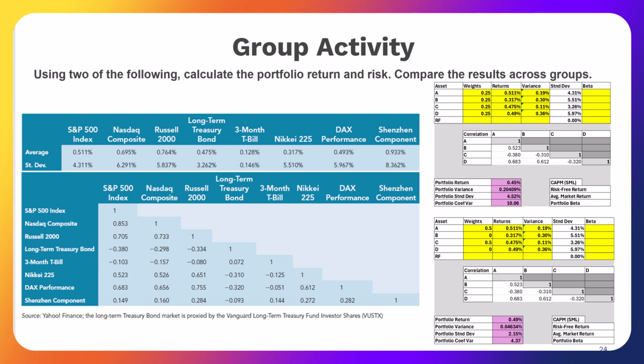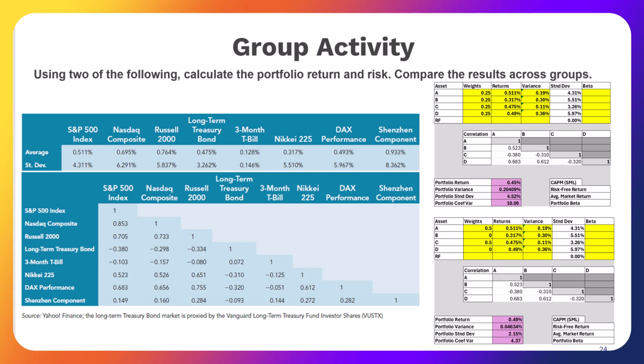So here we look at some asset classes, if you will. We're really looking at the stock market. So we have 6 different stock markets that we can review, and we also have 2 categories of debt: long-term treasury bonds and 3-month T-bills. So this group activity asks us to calculate the portfolio risk and return for a particular asset.